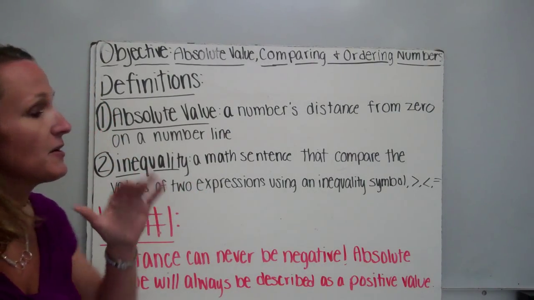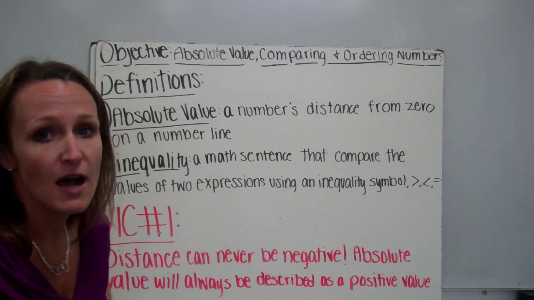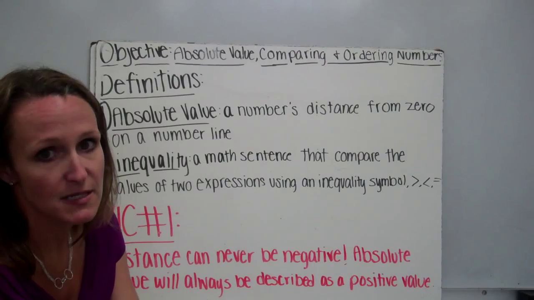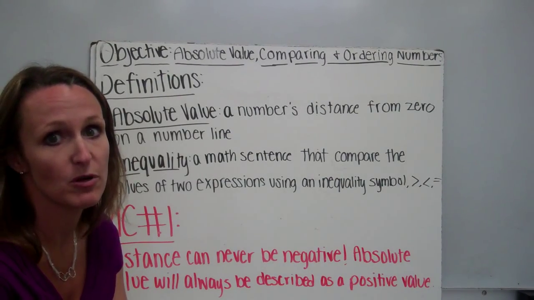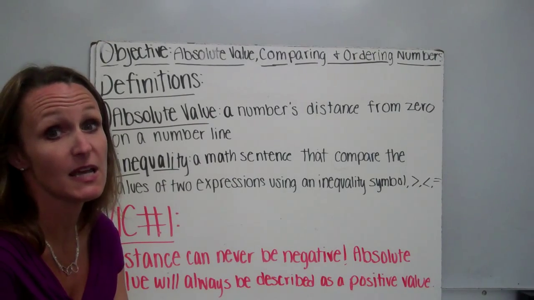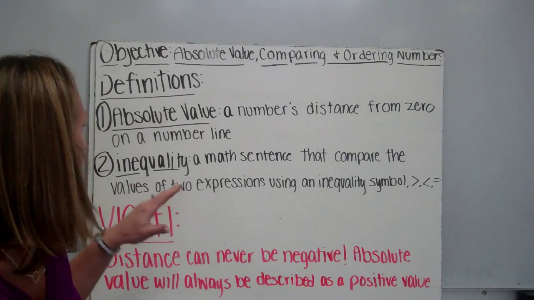First of all, absolute value is the number's distance from zero on a number line. It's not just taking a negative and making it positive, or positive and making it negative. You actually have to look at how far this number is from zero. If it's negative, it will end up positive though, because absolute value is always positive.